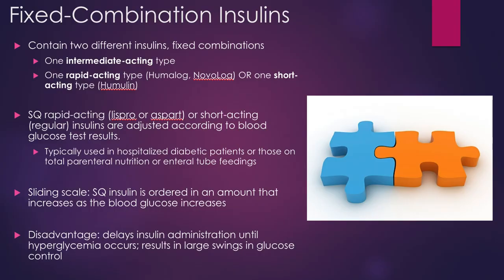All right, now fixed combination insulins. These have an intermediate insulin along with a rapid insulin. We have Humalog mixes that are 75-25, and then we have NPH and regular insulins that are like 70-30. Some other things that you need to remember: these are pre-mixed, by the way. I should clarify, this is not you mixing them together in a syringe. The only ones you should never mix together.